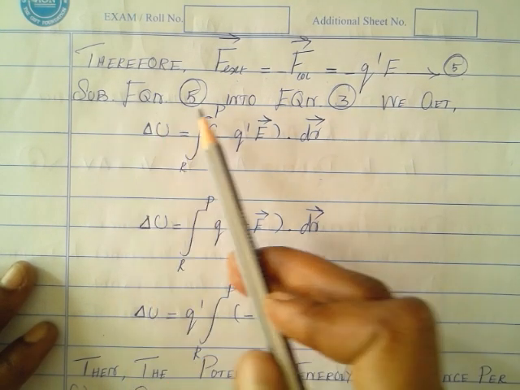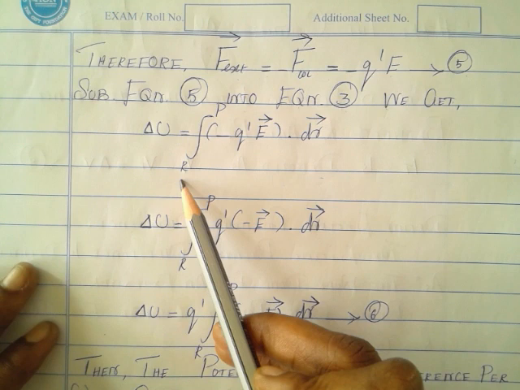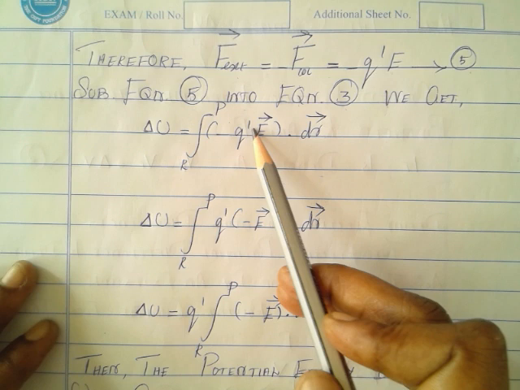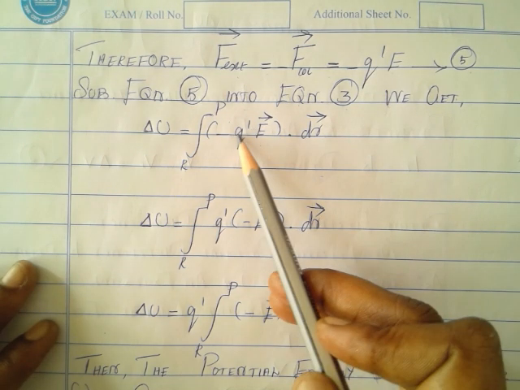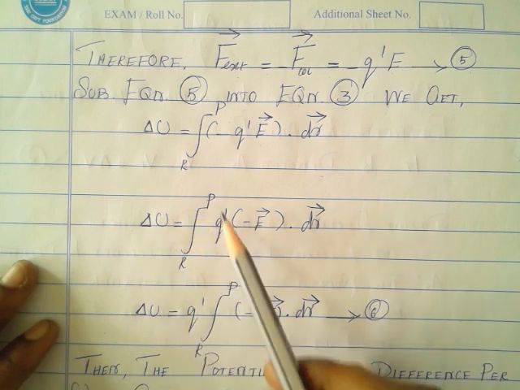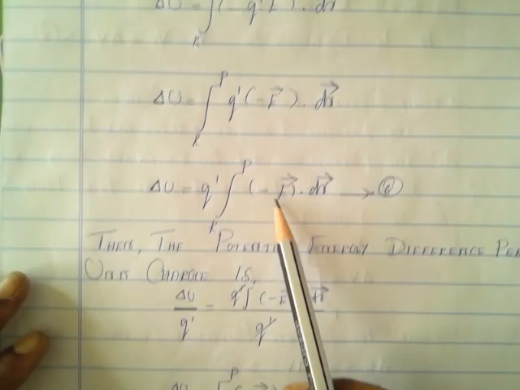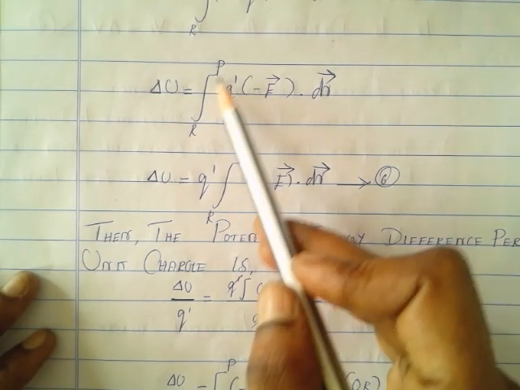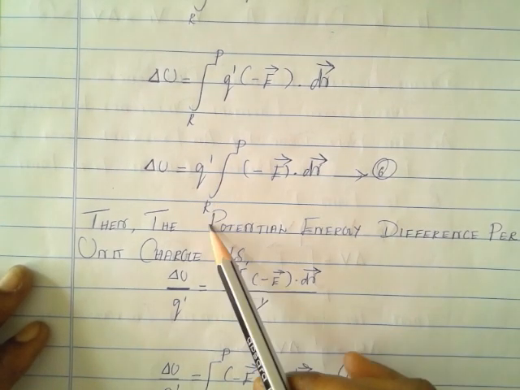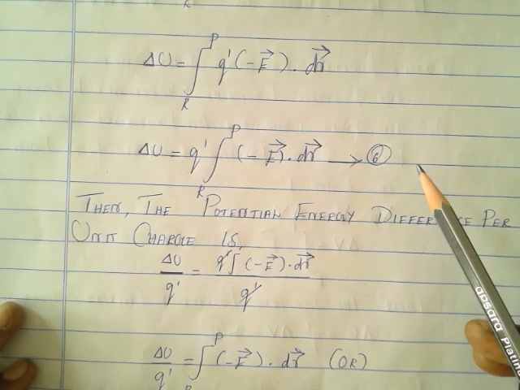Substitute equation 5 into equation 3, we get del U is equal to integral R to P of minus q dash E vector dot dr vector. We take this q dash outside. Therefore, del U is equal to integral R to P q dash into minus E vector dot dr vector. Finally, we take q dash outside of the integral. Then del U is equal to q dash times integral R to P of minus E vector dot dr vector. This is equation number 6.